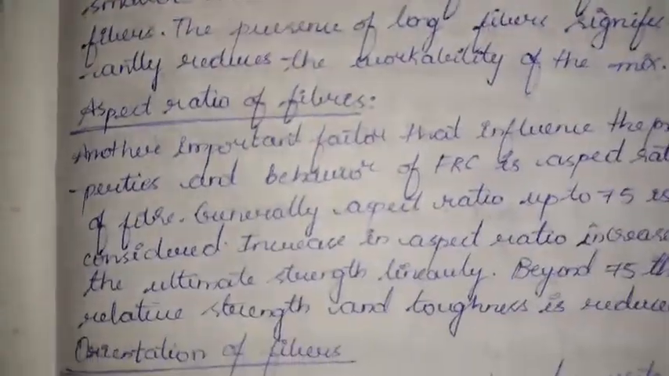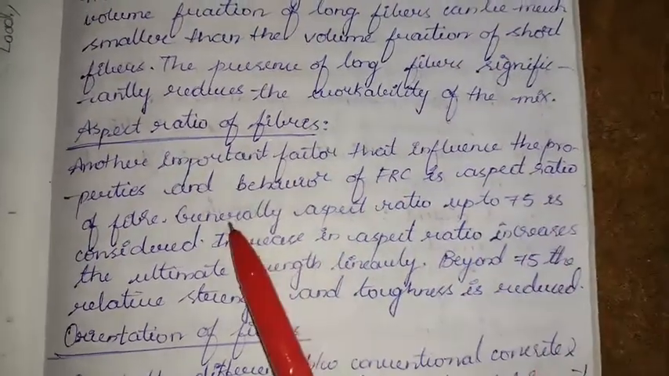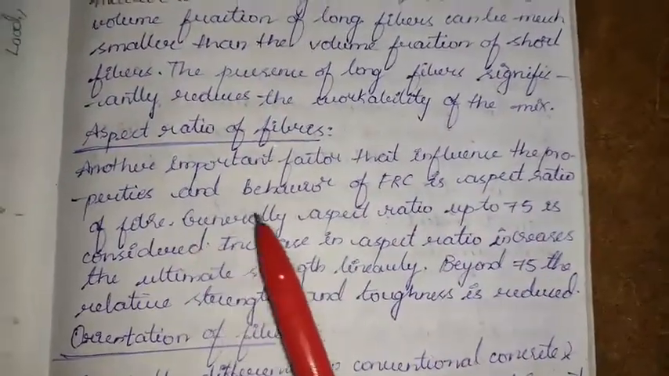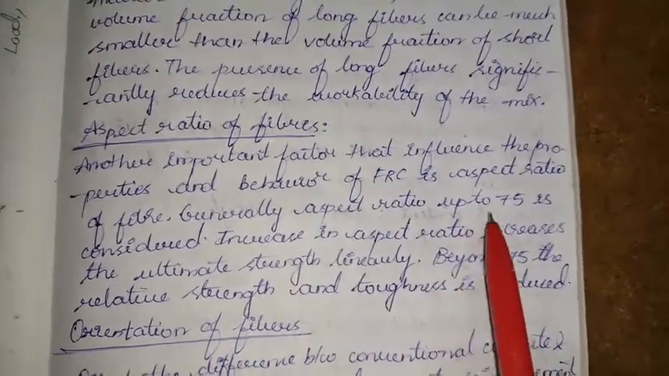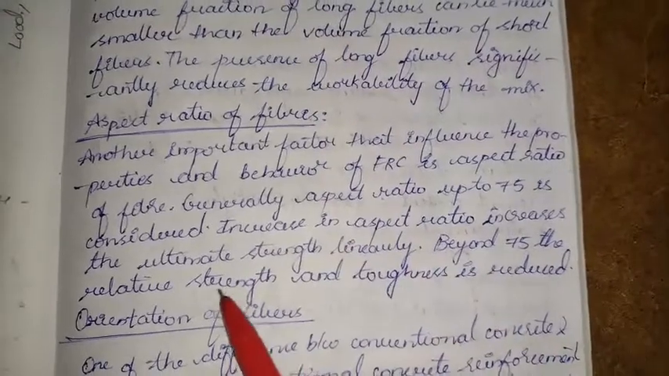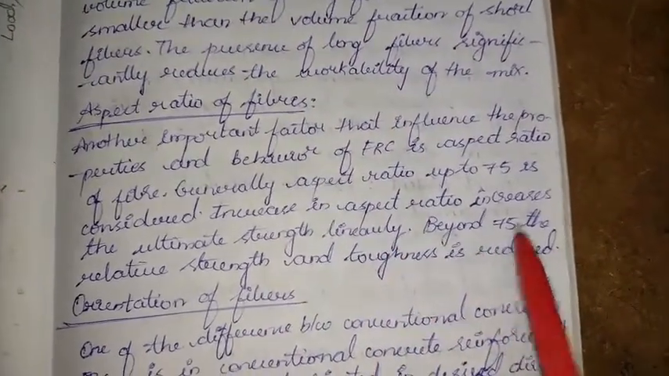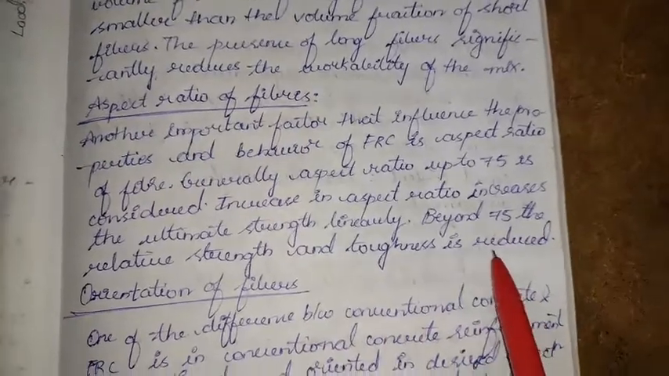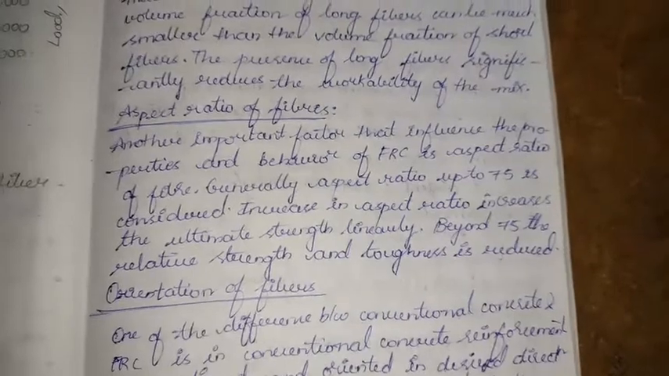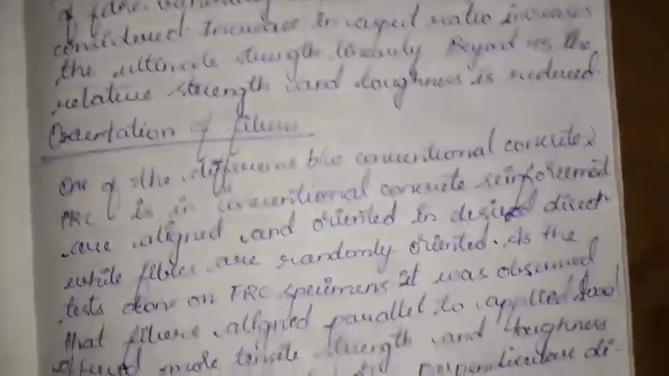Okay, coming to the aspect ratio. Another important factor that influences the properties and behavior of fiber reinforced concrete is the aspect ratio of the fiber. Generally, aspect ratio up to 75 is considered. Increase in aspect ratio increases the ultimate strength linearly. Okay, beyond 75, the relative strength and toughness is reduced. So up to that point, that is up to the ultimate strength, it is increasing, but after that point it is again reduced.